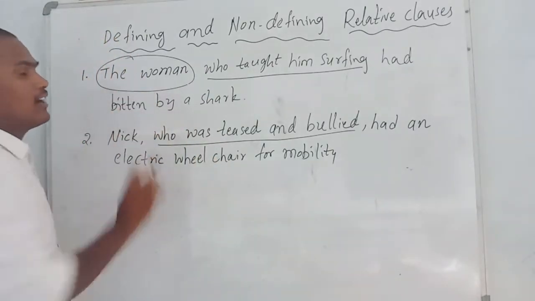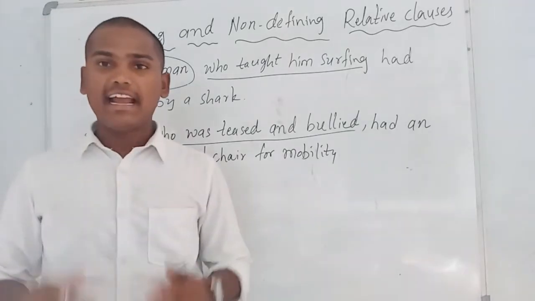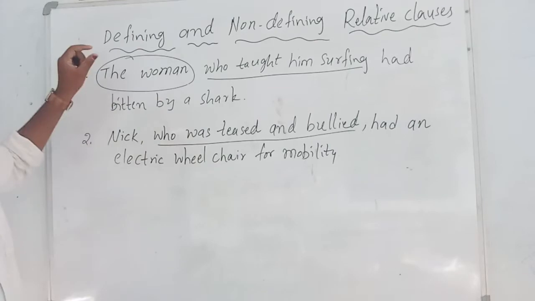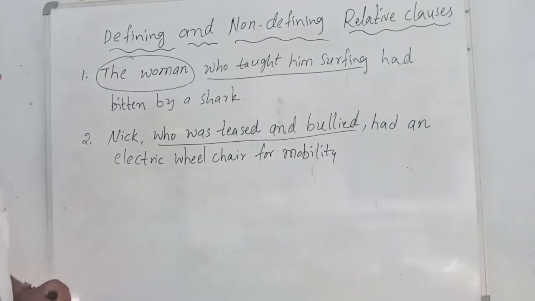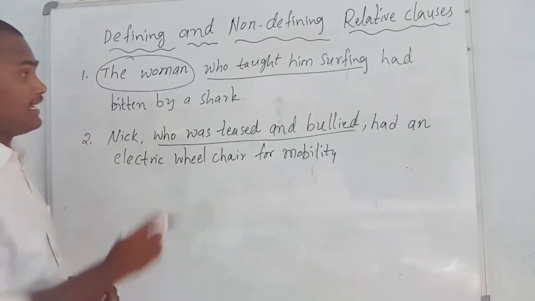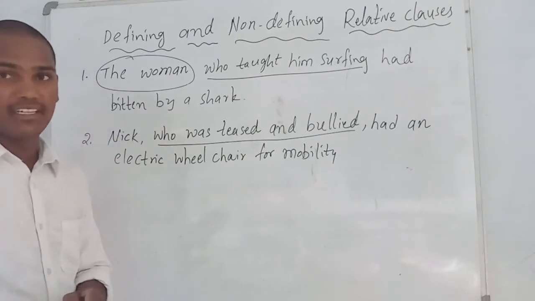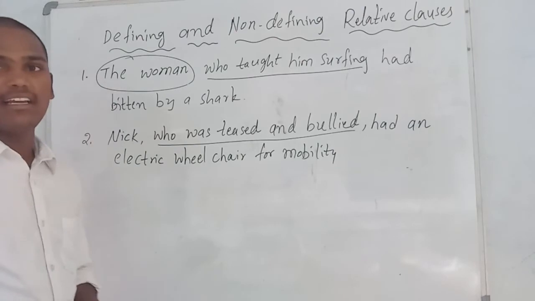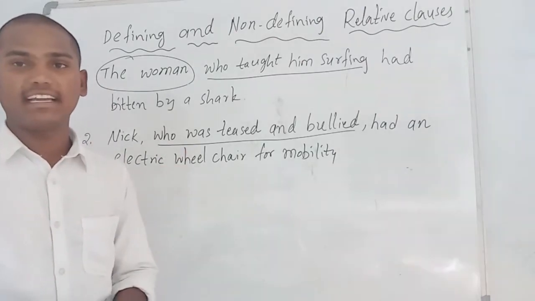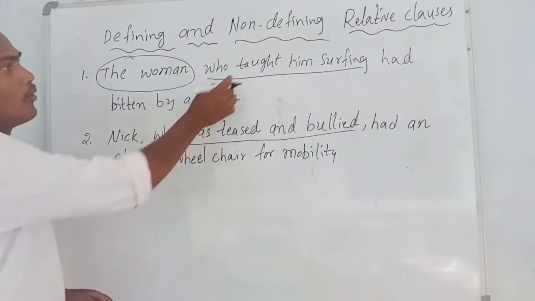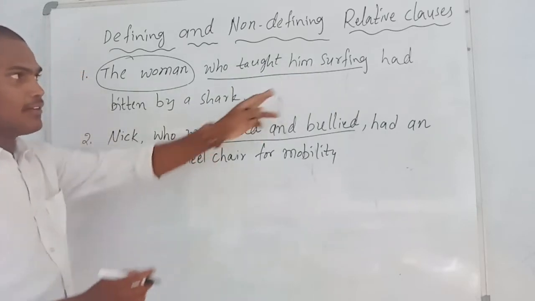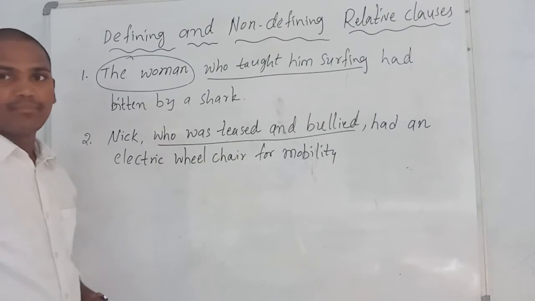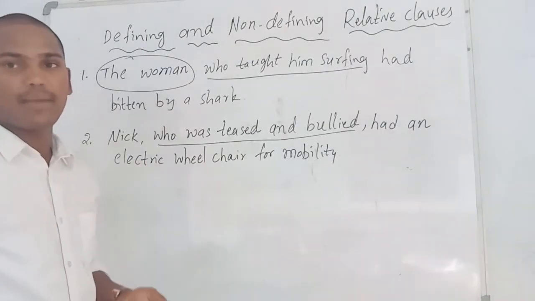So the word which doesn't get any identity by itself takes a defining relative clause. Okay, are you understanding it? Once again, I would like to repeat this for better understanding. The woman, basically here the woman is not getting any identity, but because of who taught him surfing, definitely we can identify who this woman is. So who is that? Bethany Hamilton.